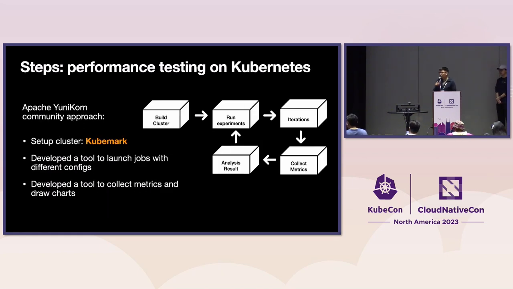When we did performance testing in the past, before KWOK, this is how we did it. There are a couple of steps. We build a cluster, we run experiments, we do a bunch of iterations, collect metrics, analyze the results, then we go back to run more experiments because we want to find out what the bottleneck is inside the code. And in the earlier days, the only tool we could use was Kubemark, an excellent tool.